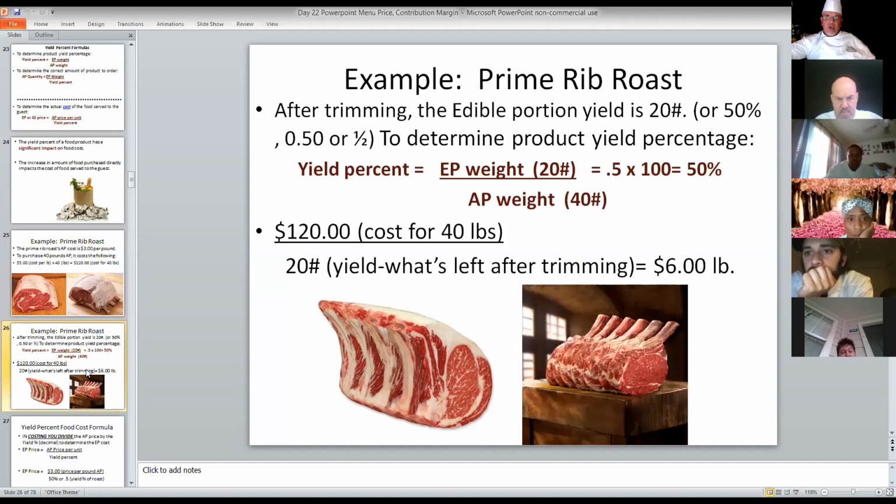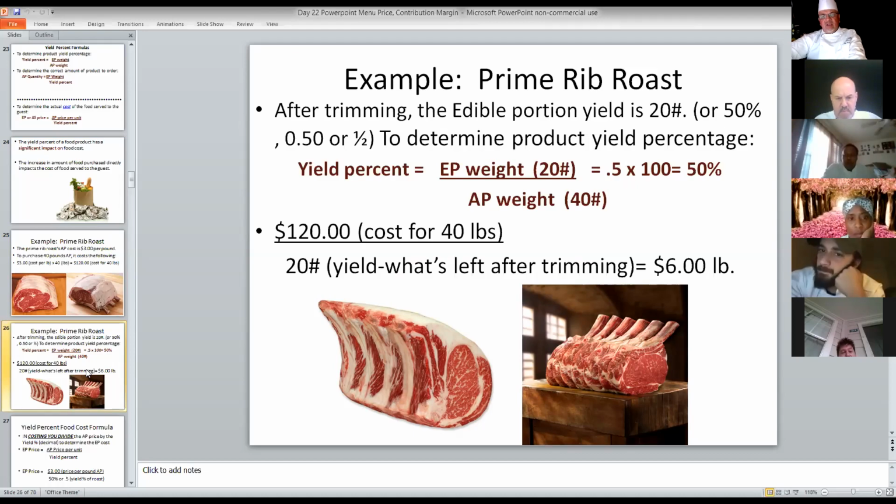So 20 pounds, or 50%, or half of that, to determine the product yield percentage. Why? Because you need to get rid of the fat cap, French the bones, and trim off that excess silver skin. So yield percentage: EP, 20 pounds, divided by AP, 40 pounds, equals 0.5 times 100. You lose about 50%. So $120 cost for 40 pounds, 20 pounds yield is what's left after the trimming.